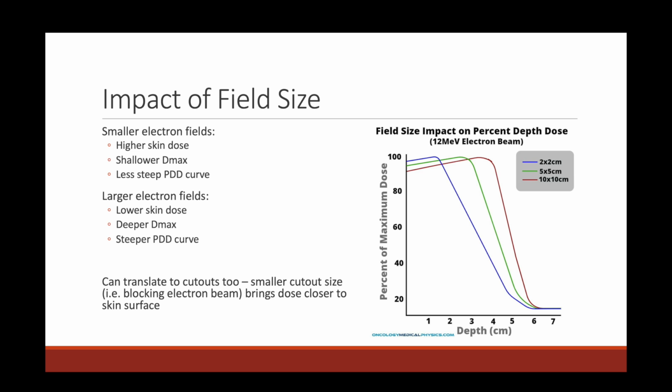But the formulas and the principles of these things are important to know for board exams. So remember, the larger the electron field, the more lateral contribution we have. More electrons are scattering from the outside towards the middle of our field, pushing our dose deeper into the patient. That decreases the skin dose, increases the depth of Dmax, and creates a steeper PDD curve.